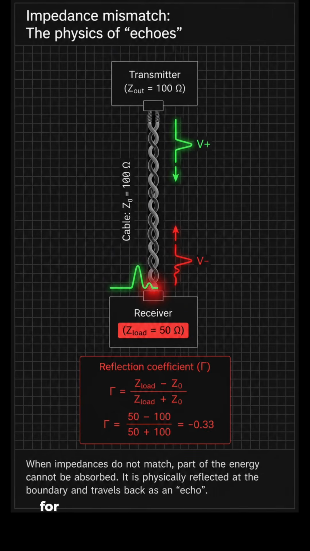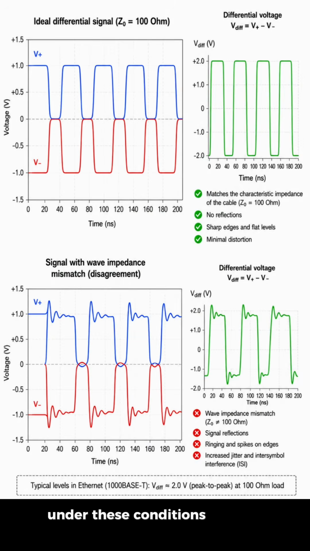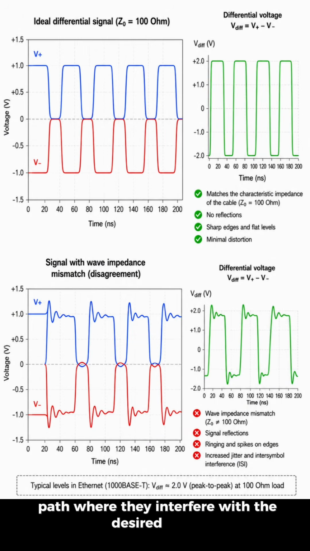data. For very short interconnects inside the device, these reflections are often negligible, but Ethernet was designed to operate over cable lengths of tens of meters. Under these conditions, reflected signals have enough time to travel back into the transmission path where they interfere with the desired signal. The result is degraded signal integrity, reduced data transmission quality, and a smaller noise margin.